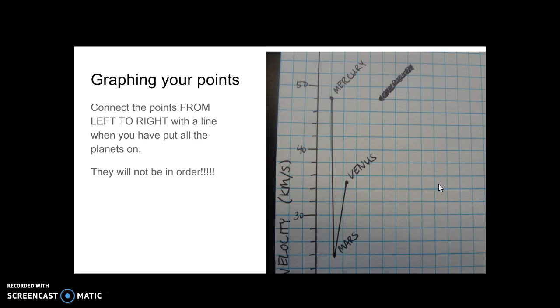Once you have put in all the dots and connected them with lines, you have two nice graphs. You will answer the questions on the front of the page.